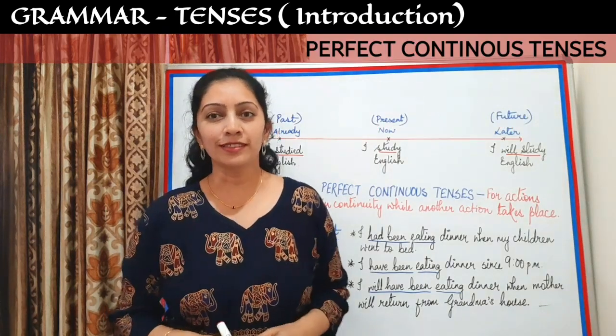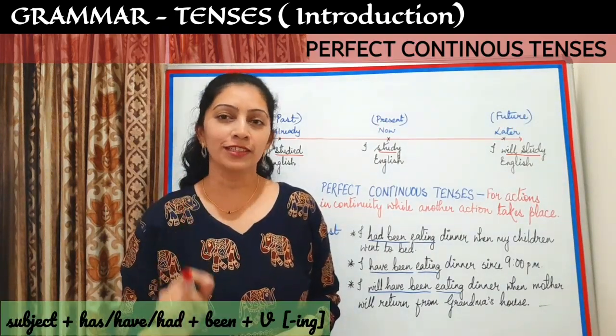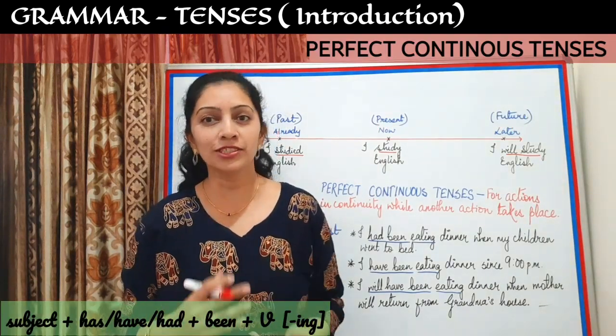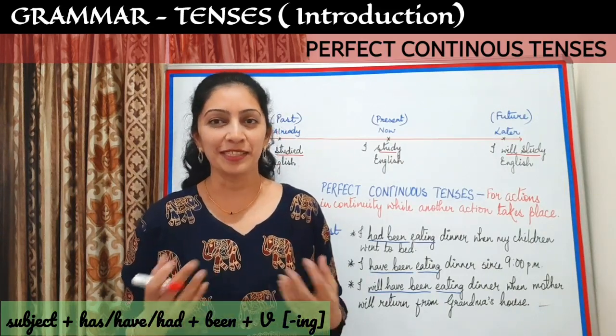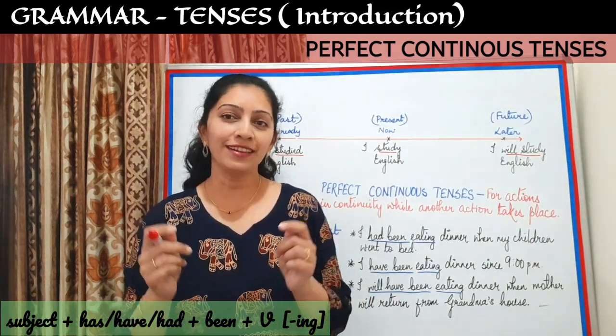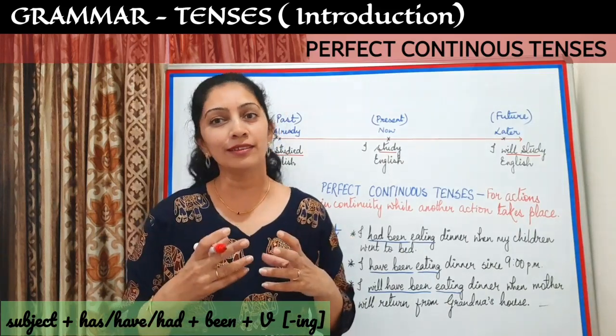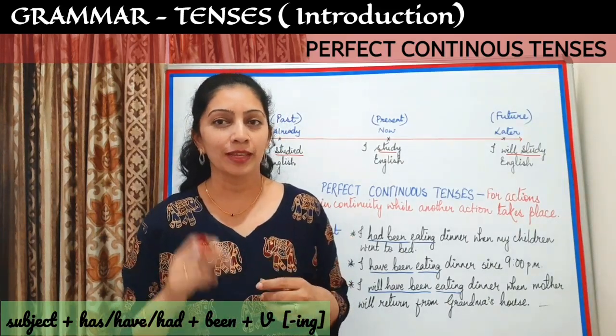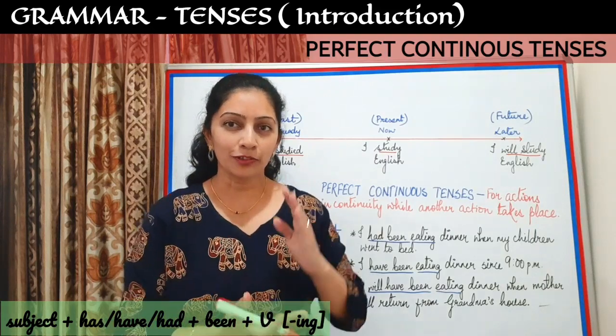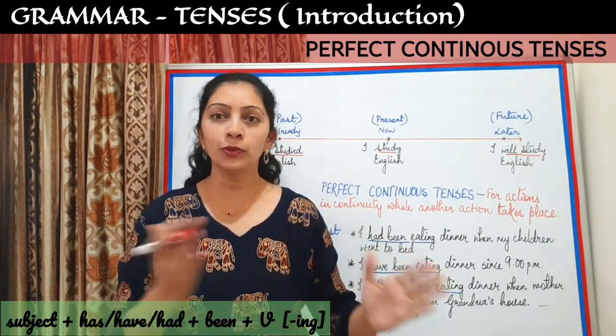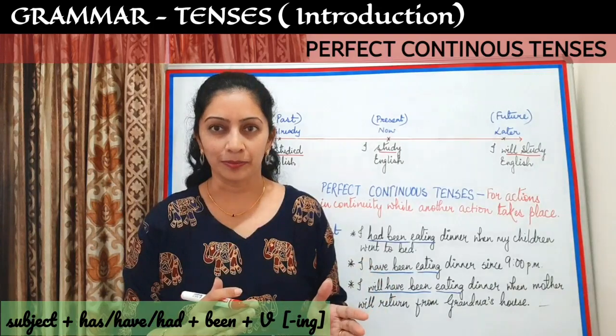The last of the tenses category, perfect continuous tense, is a mixture of everything. It's a mixture of perfect and it's a mixture of continuous. So how do we now understand this? Understand the concept of perfect tense, which means two actions, one after the other.